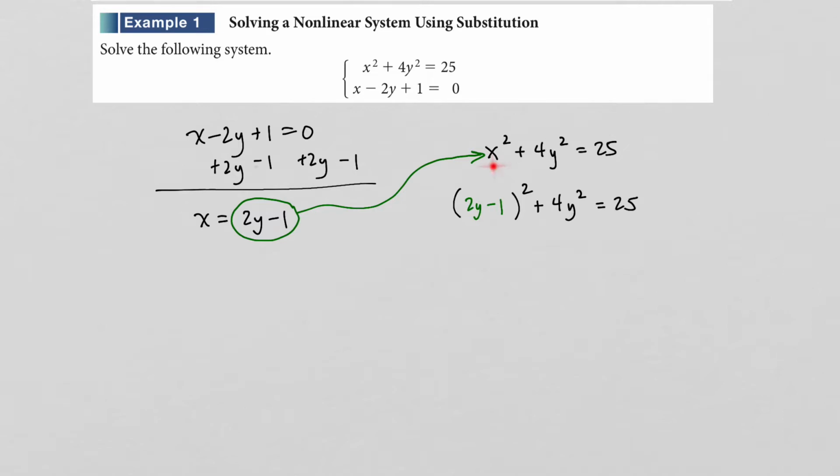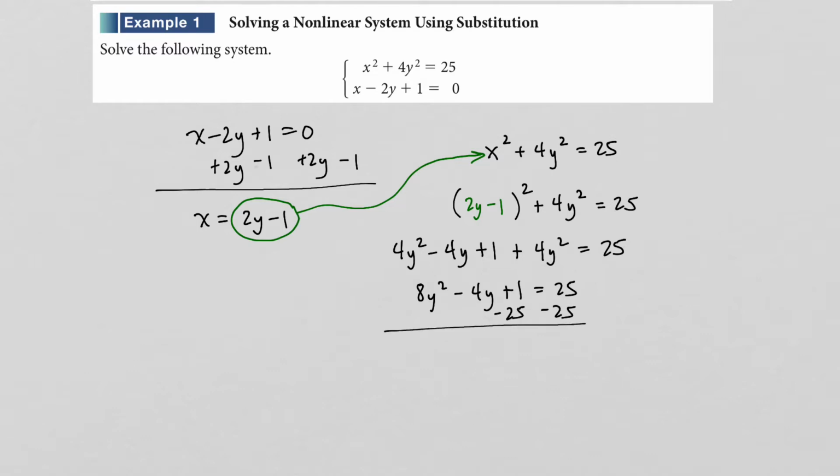Now that we've substituted x with 2y minus 1, all we have to do now is solve this resulting equation, which only has one variable. So we'll go ahead and multiply this out. And this is the result of doing that. So double check my work here. When you multiply this out, you should get this. Next, we'll combine like terms. 4y squared plus 4y squared is 8y squared. And then finally, we'll set this equal to 0 by subtracting 25 from both sides. And that gives us 8y squared minus 4y minus 24 is equal to 0.